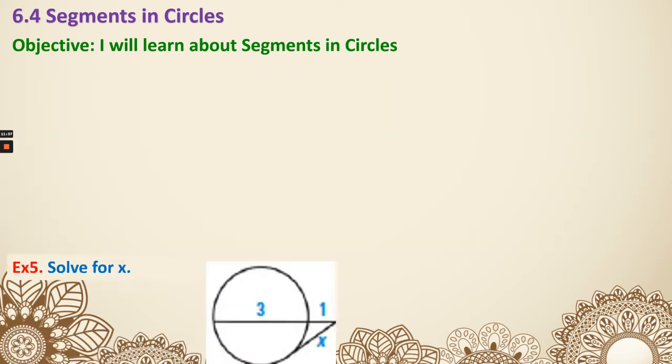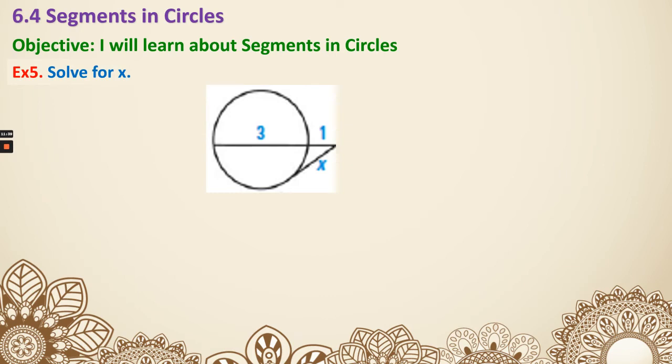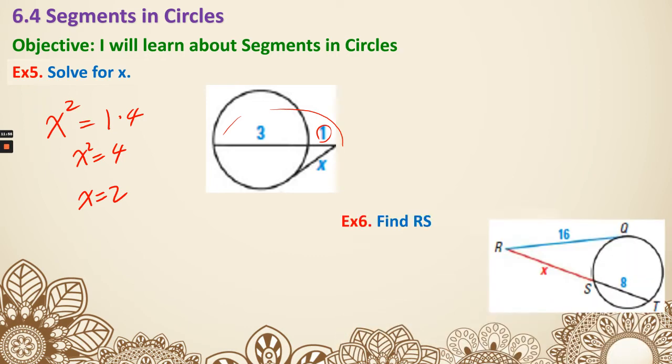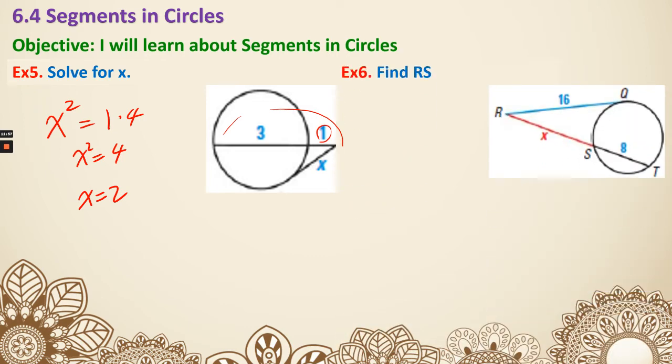Now example 5. The tangent segment is x, so that's being squared, is equal to external, which is 1, times the whole thing, which is 1 plus 3, which is 4. So x squared equals 4. x would be 2. That's example 5.